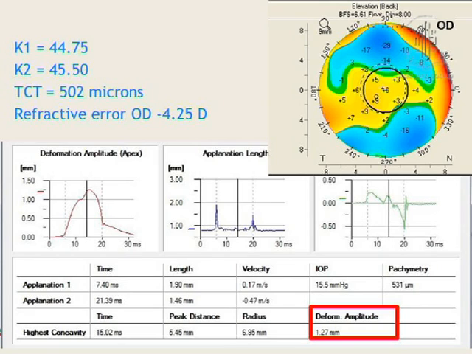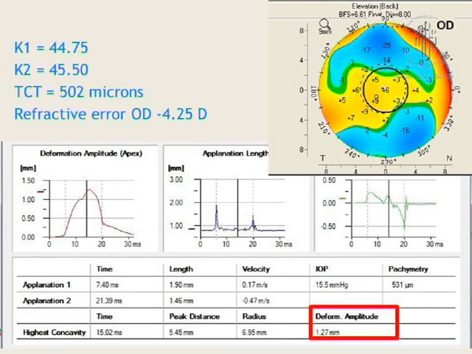You have a patient who walks into your clinic with a thinnest corneal thickness of 502 microns and a refractive error of minus 4.25, and the patient says that they want to get LASIK. You see the posterior elevation is normal. This is where we would stop, see that this is normal, and say we can operate. But when we look at the biomechanics, we find that the deformation amplitude given here is 1.27.